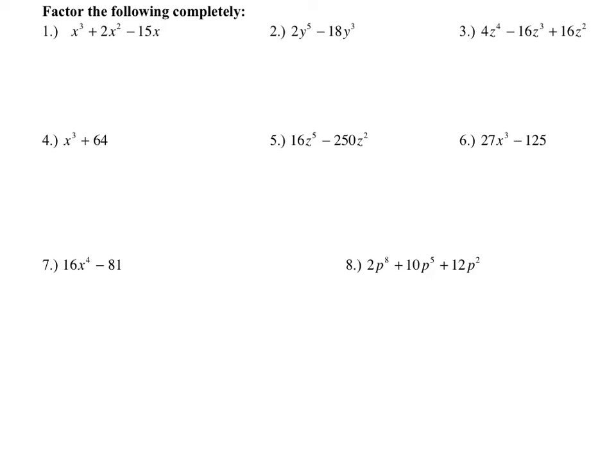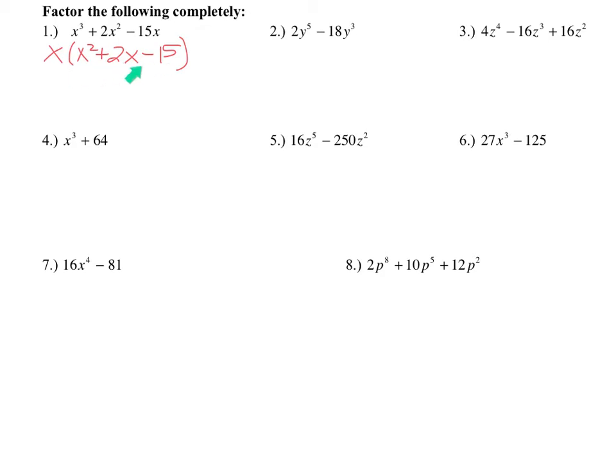Okay, so it says to factor the following completely. Remember that step 1 of factoring is always to check for a greatest common factor. So in this first problem, I immediately recognize that I have x as a common factor in every term. So I'm going to begin by factoring out that x and making x times x squared plus 2x minus 15.